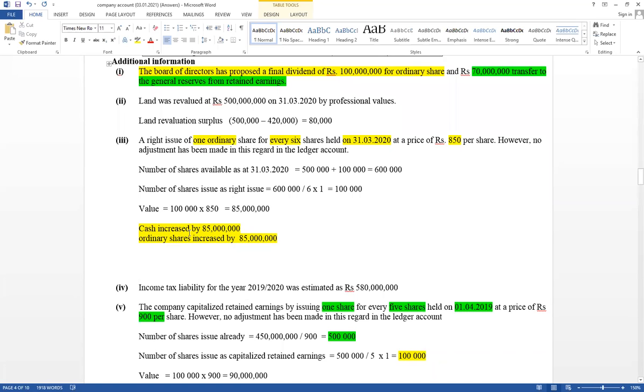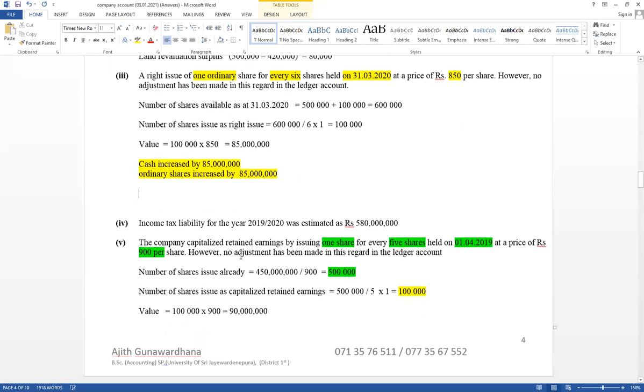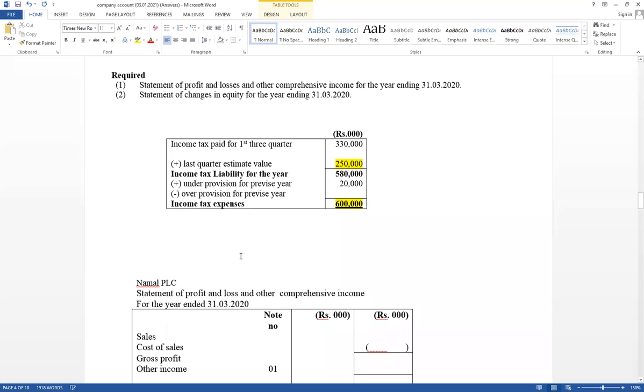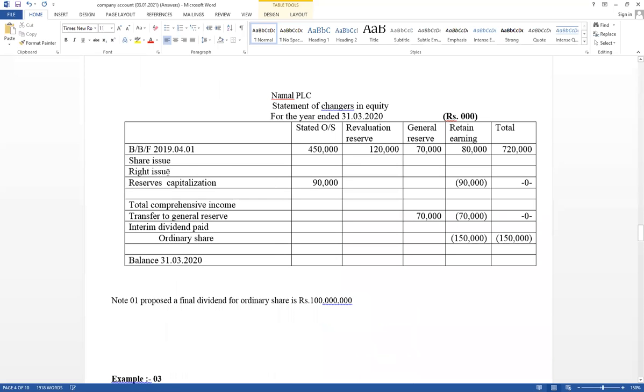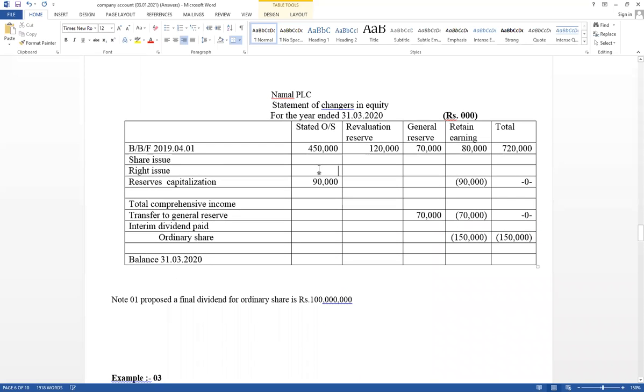Therefore, as a result of rights issue, ordinary shares increase, and that value should be included in the statement of changes in equity here as a rights issue. Here 85,000 increase, ordinary shares increase. If it does not affect anywhere else, it should also be put in the total. Therefore, total value also increased by 85,000.